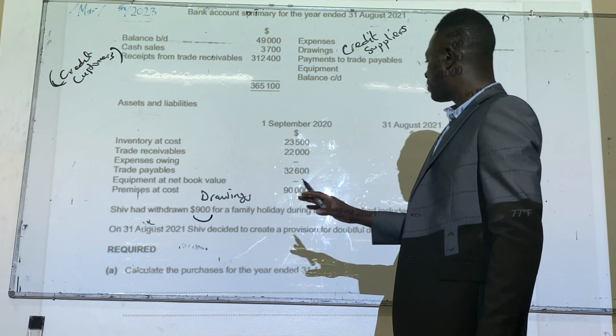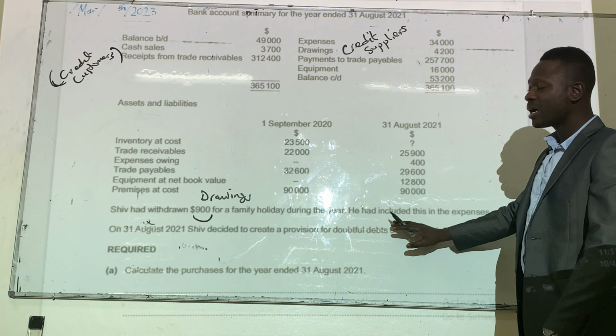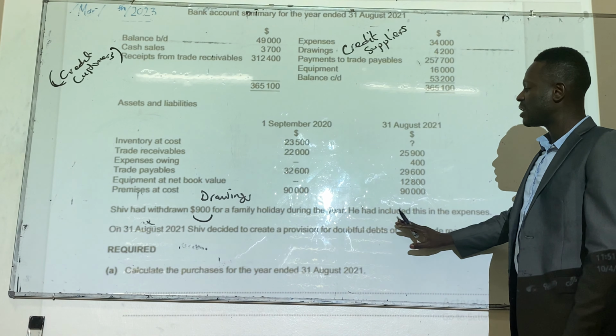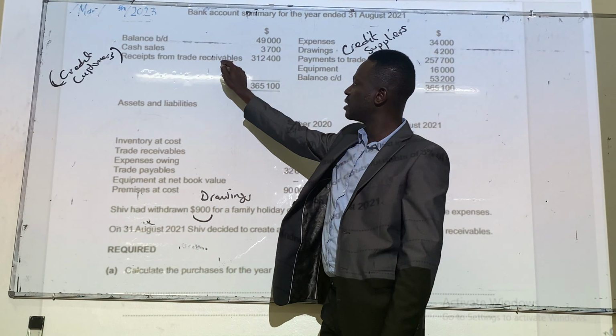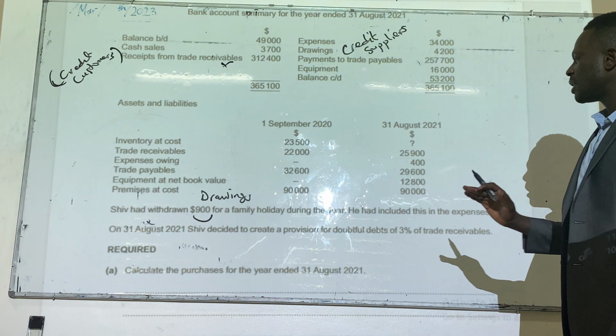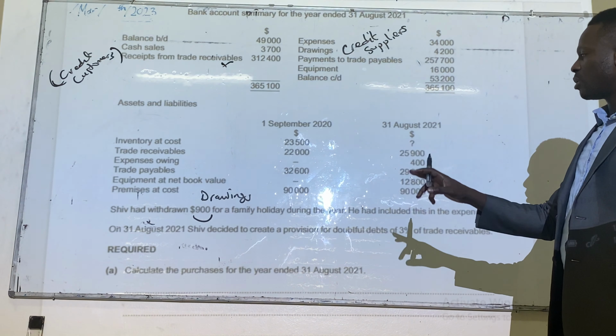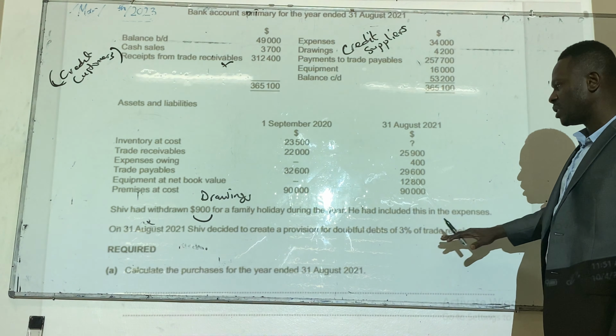On 31 August 2021, she decided to create a provision for doubtful debt of 3%. And whenever we have doubtful debt, we take it away from the total of our trade receivables. That's about that.